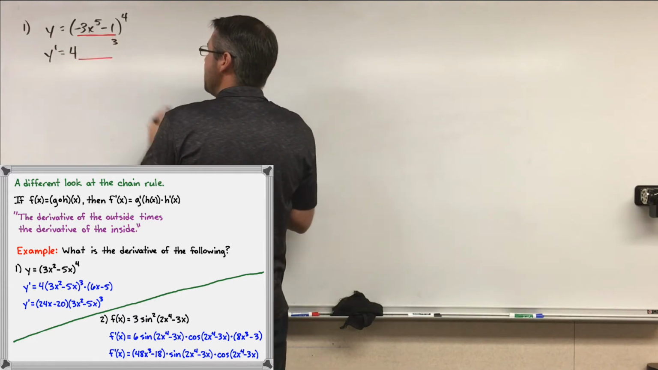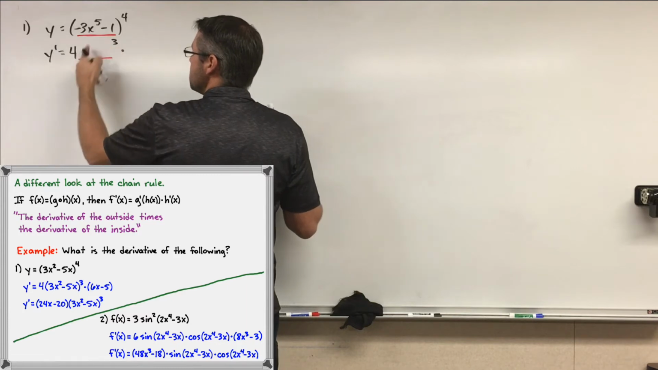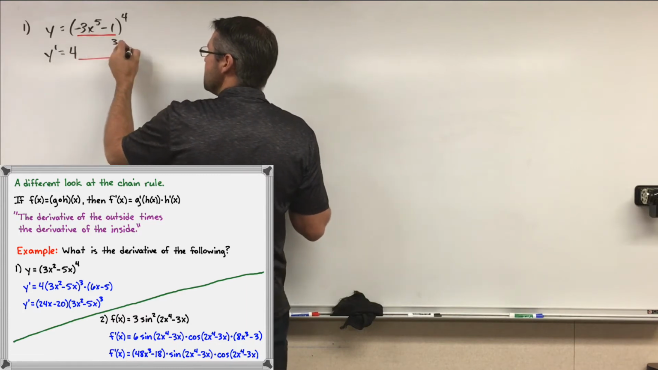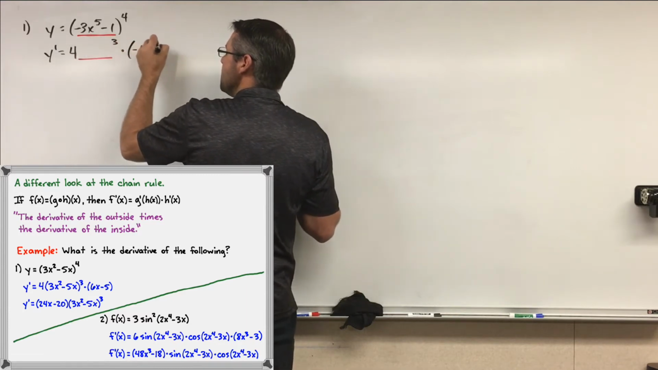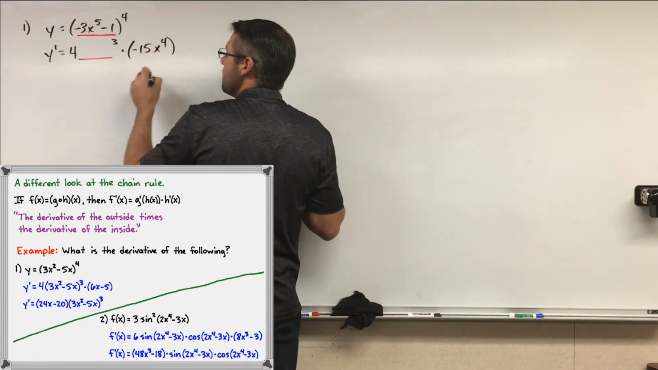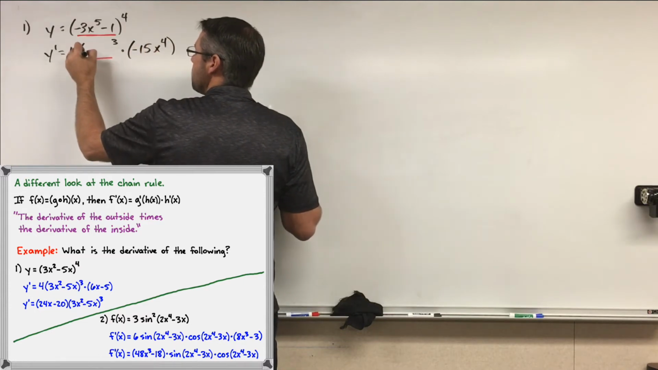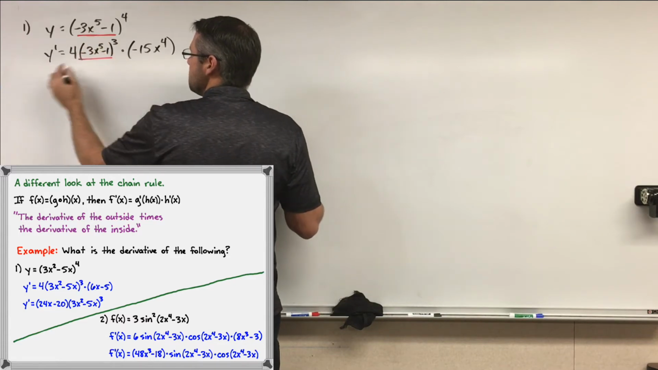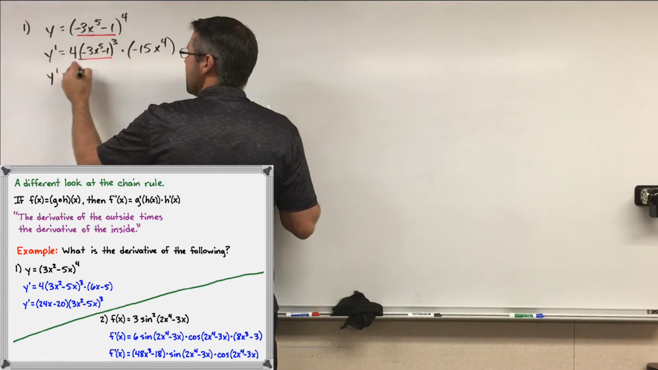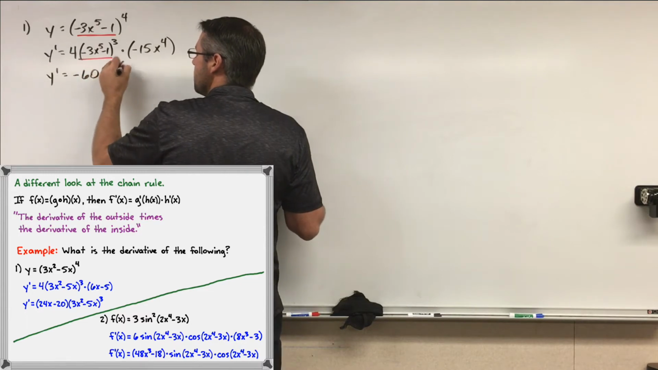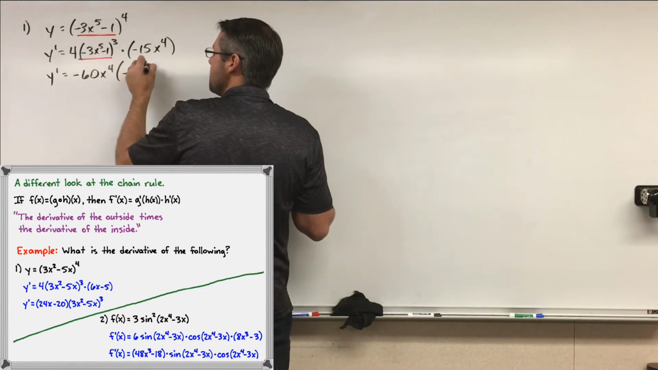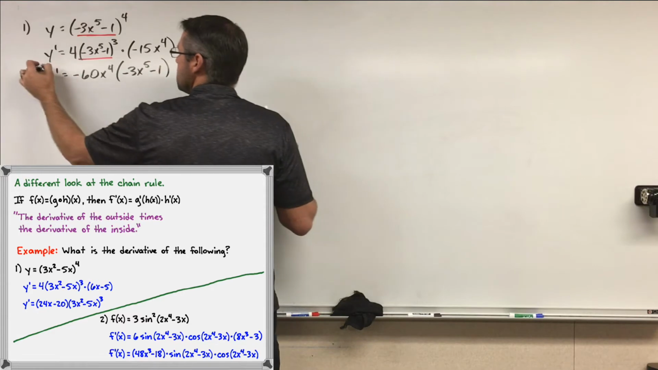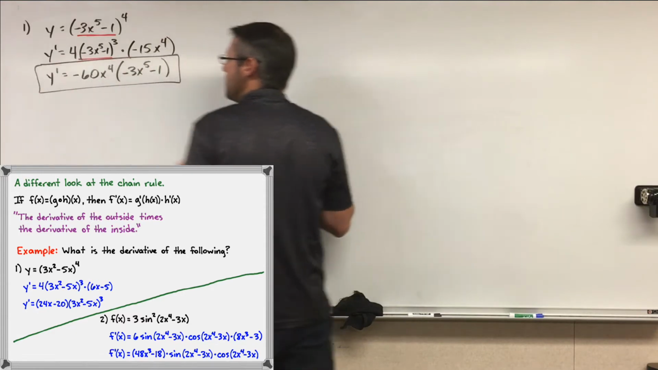Okay? And then times the derivative of the something, the derivative of the red thing. So it's going to be times negative 15x to the 4th. That's it there. And then on the inside, we rewrite the red value. Okay? And then we can simplify that a little bit to say y prime equals negative 60x to the 4th times negative 3x to the 5th minus 1, cubed. So that is number 1.